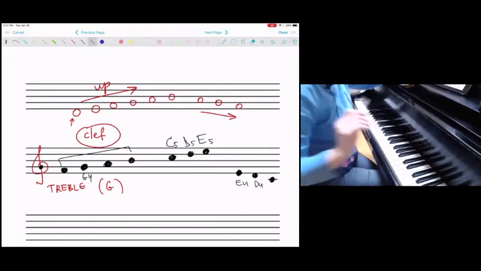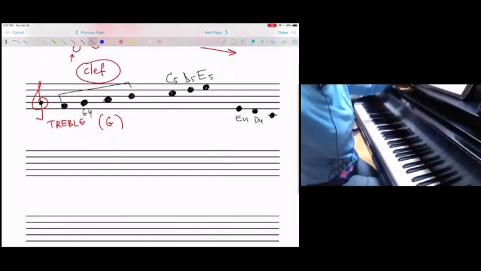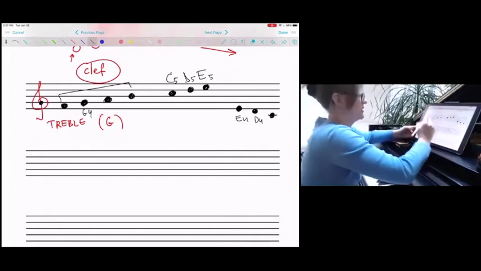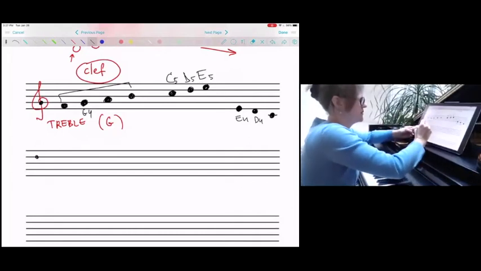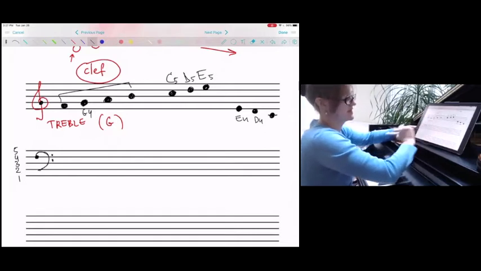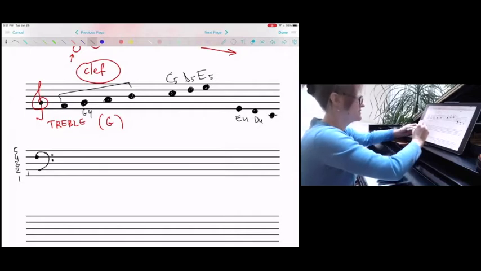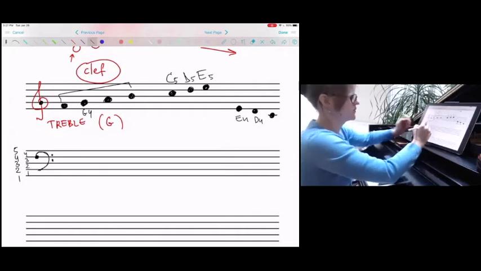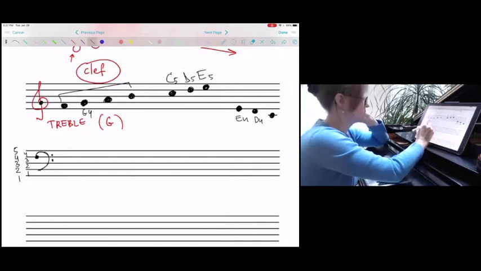Now, another important clef is the bass clef. And the bass clef begins on this line. By the way, we count lines like this: 1, 2, 3, 4, 5. It begins on the 4th line and looks like this, and also has 2 dots in the spaces. And we can count spaces as well: 1, 2, 3, 4. So the dots will go in space 3 and space 4. This is called the bass clef.